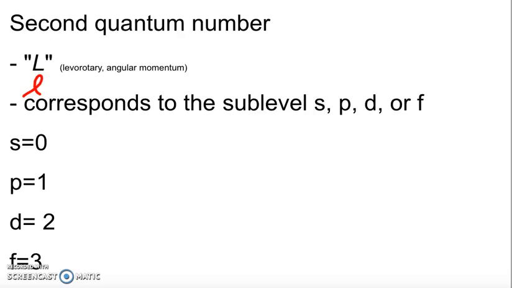The second quantum number, sometimes referred to as l, again is trivial information; just recognize that they have these symbols. The second quantum number corresponds to the sublevel s, p, d, or f. If the electron is in the s sublevel, it has the code number 0. If in the p sublevel, it has a code number of 1. If in the d sublevel, a code number of 2. And if in an f sublevel, a code number of 3.